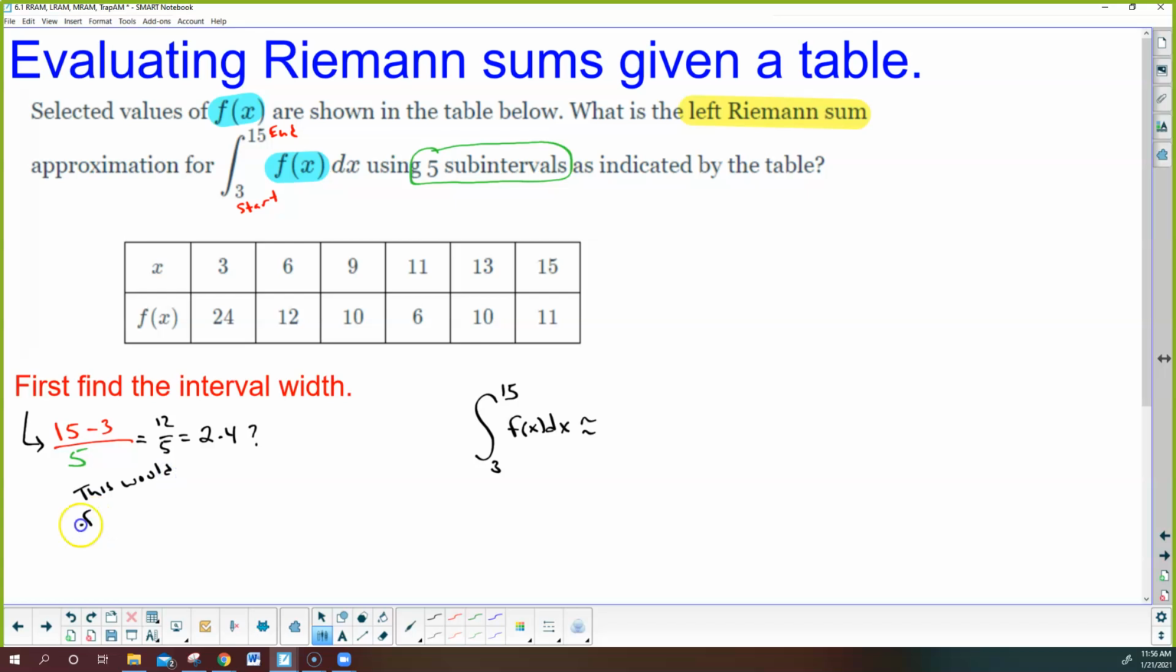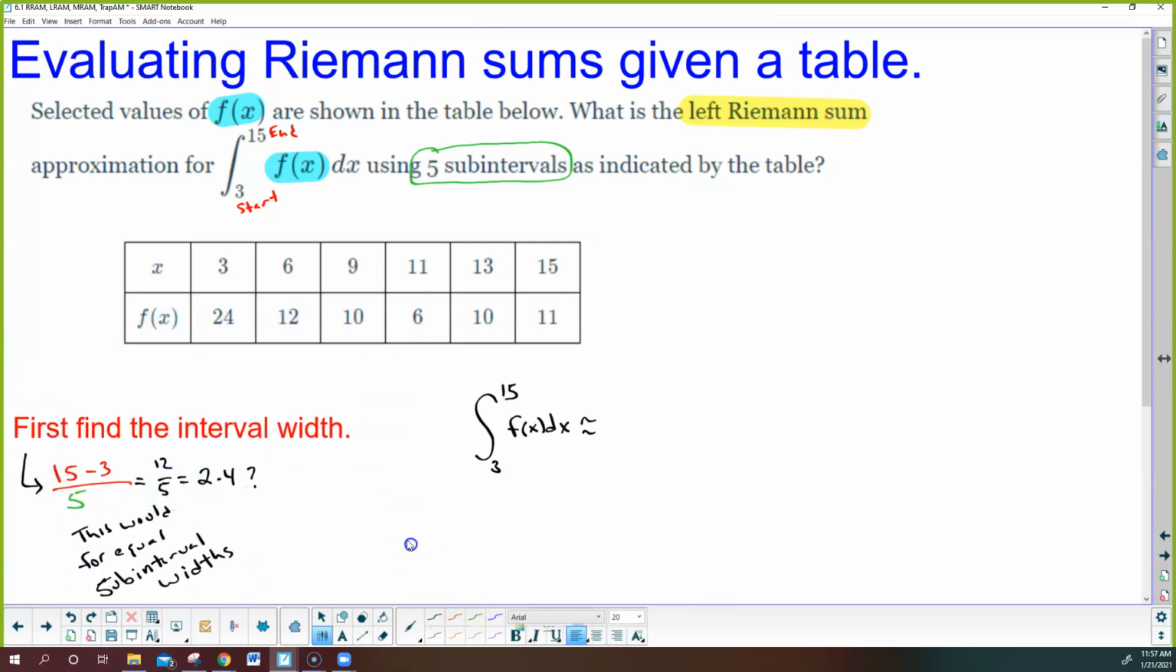This would be for equal subinterval widths. But we don't need it, it doesn't say equal. Notice how it says just 5 intervals, and they are given in the table. So we actually didn't need to do this part for this problem. Okay? And the whole reason why is it didn't say equal. It just says 5 intervals.